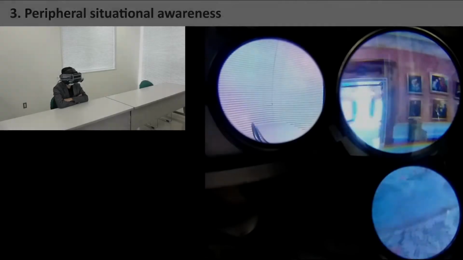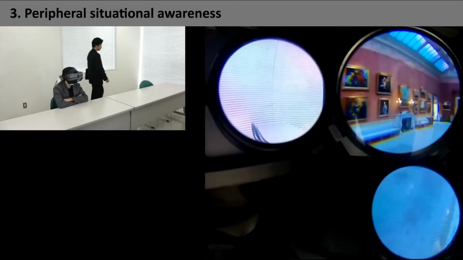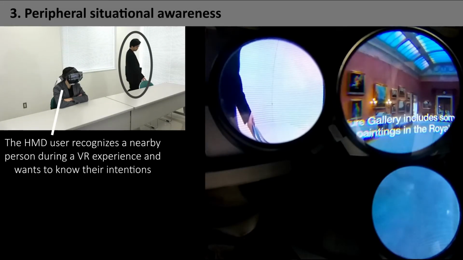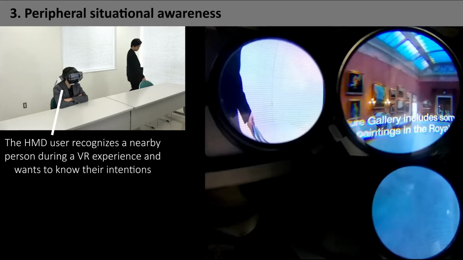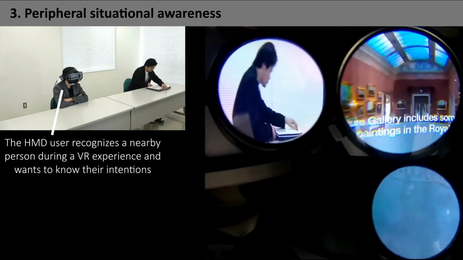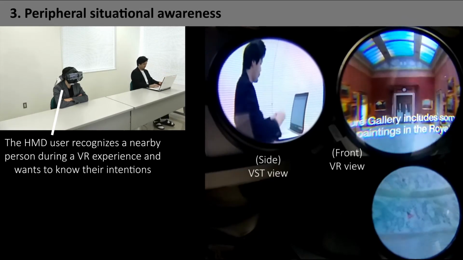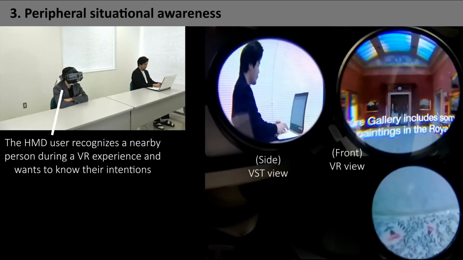The third interaction scenario is peripheral situational awareness. In this scenario, the HMD user recognizes a nearby person during a VR experience and wants to know their intentions. To do this, the side module displays the real-world environment by video see-through.